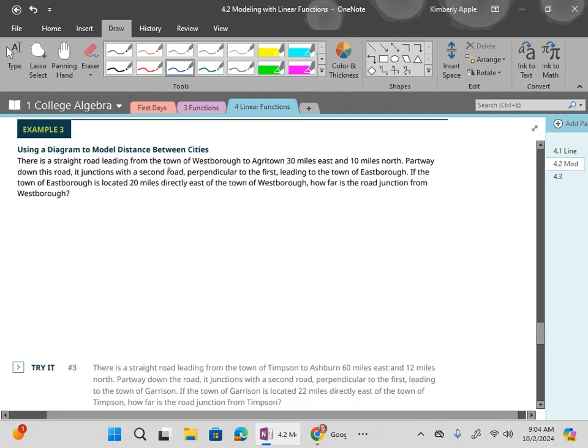Partway down this road, it junctions with a second road, perpendicular to the first, leading to the town of Eastboro. If the town of Eastboro is located 20 miles directly east of the town of Westboro, how far is the road junction from Westboro? That's a lot of words.